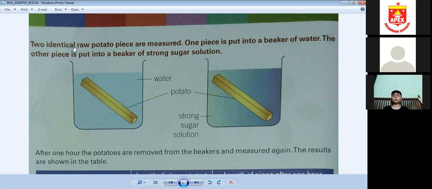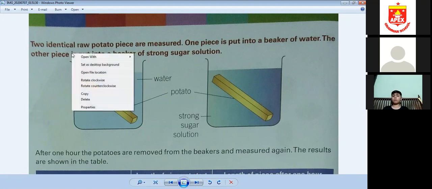The question is that two identical raw potato pieces are measured. Okay. You have taken two pieces of potato and you have measured them. You have measured their length. One piece is put into a beaker of water, and the other piece is put in a beaker of strong sugar solution.